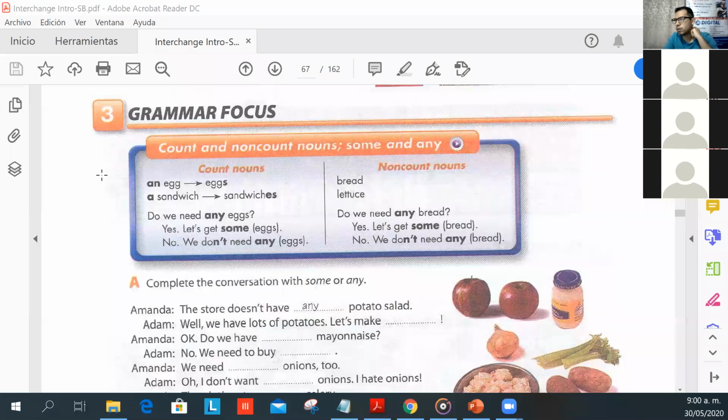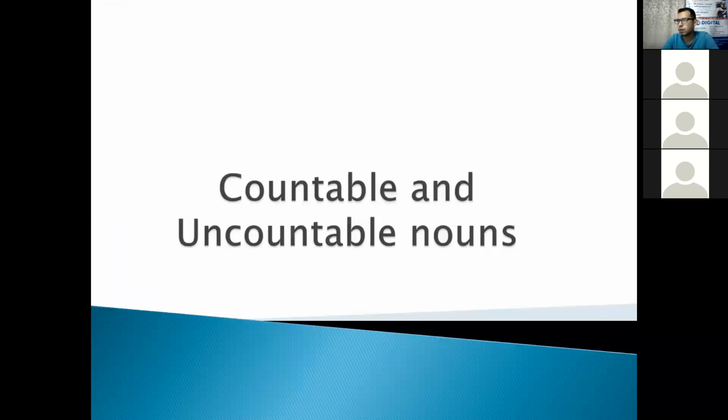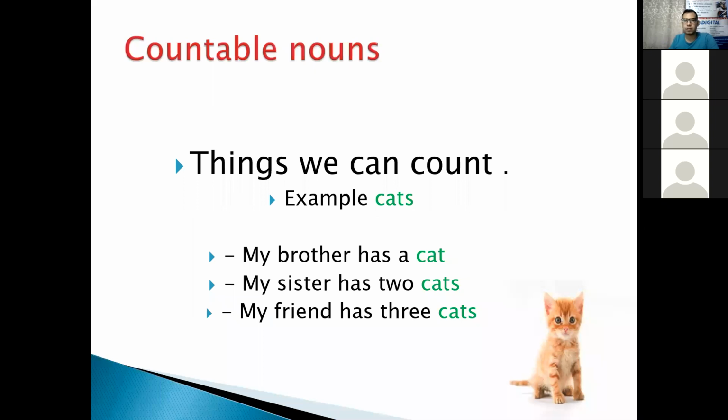Okay, so there are many examples, but I want to show you more examples in a deeper explanation. So here we have countable and uncountable nouns. Let's look at definitions. Countable nouns: things we can count.